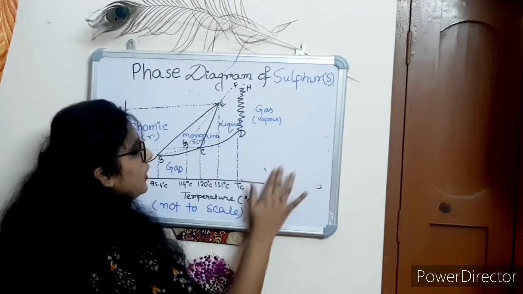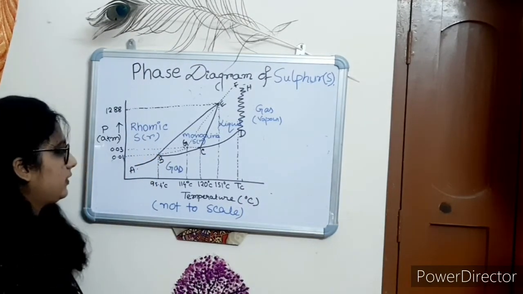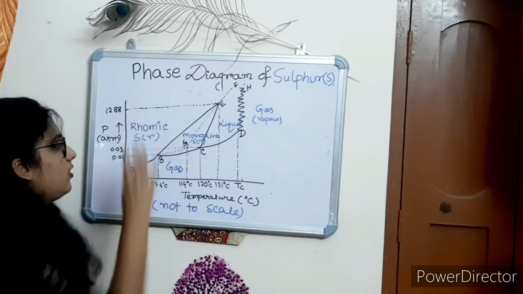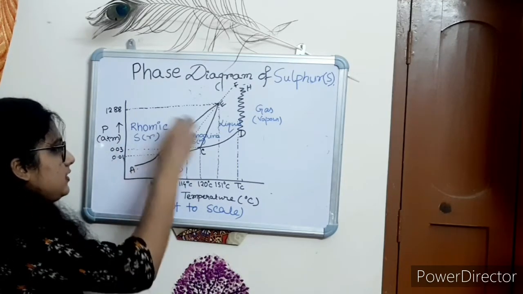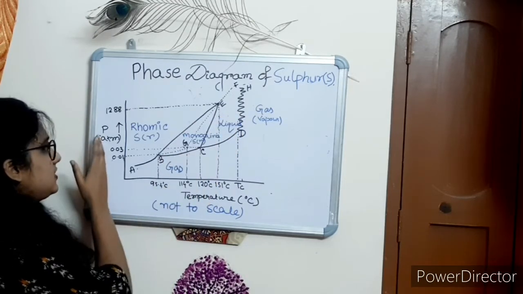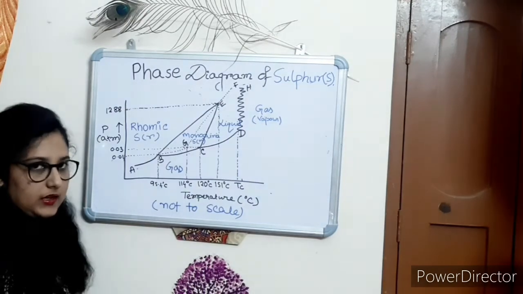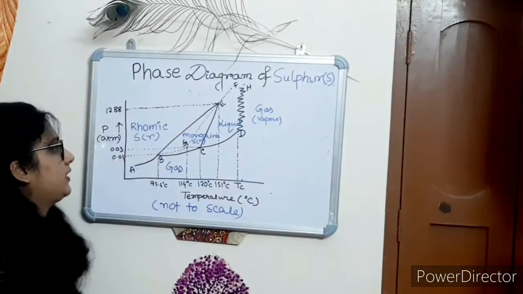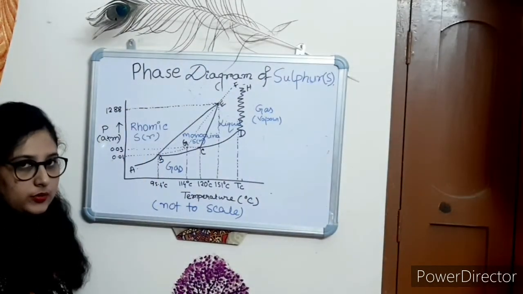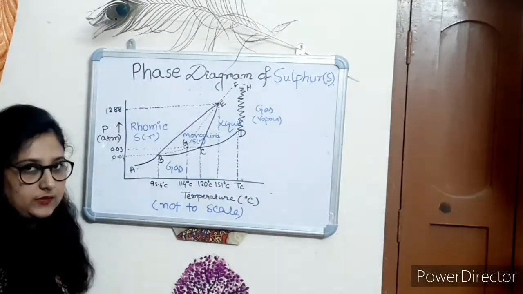Now I am telling you the spaces for the orthorhombic, monoclinic, liquid and gaseous sulfur. This is the orthorhombic sulfur, this is the monoclinic sulfur, this is gas and this is liquid. This axis is the pressure axis and this axis is the temperature. From the phase diagram you can see that at lower temperature the rhombic or orthorhombic sulfur is stable, but at higher temperature monoclinic sulfur is stable.